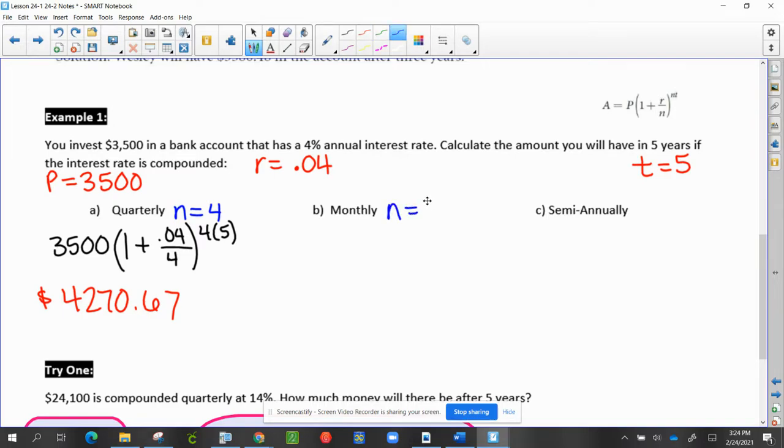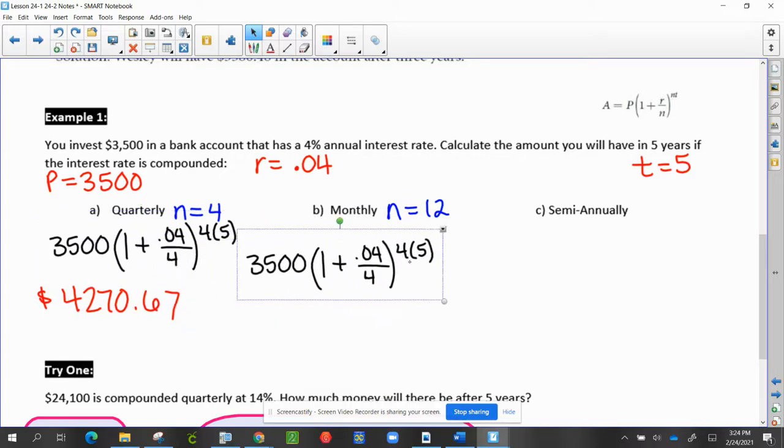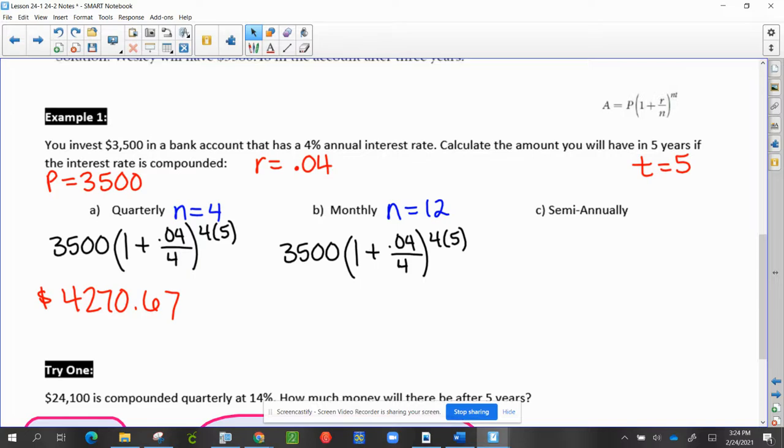Now monthly means we're doing it 12 times a year, because every month we'll compound, so that's 12 months in a year. So I'm going to cheat a little bit. I'm just going to recopy this over, so I don't have to rewrite it out. So we're using the same principal and rate. The only thing we have to change here is the n, because we're not doing it 4 times a year anymore. We're doing it 12 times. So I'm going to change those 4s to 12s. Okay, and then put this in my calculator.